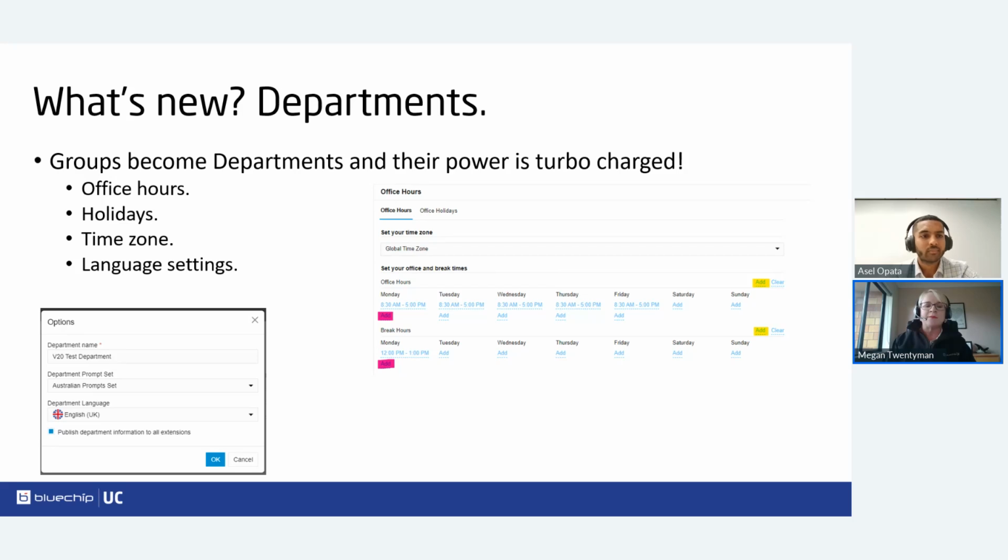You can see your department name. You can use your language settings. So we would use Australian prompts for here. I know Australian, but it is what it is. And our preferred department language would always be English UK because we speak, I have to say the King's English now. It's so easy to say the Queen's English.